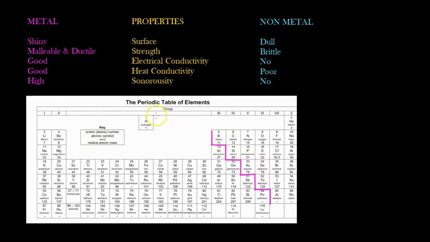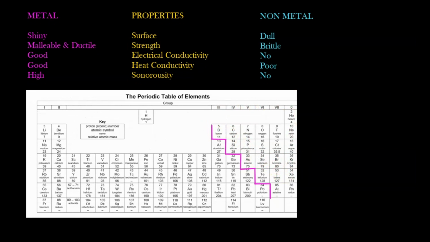Everything on the left hand side are metals. Everything on the right hand side of the border are non-metals. Let's take a quick look at the difference between them. Metals have a shiny surface, for example, lithium. It's silvery in color.